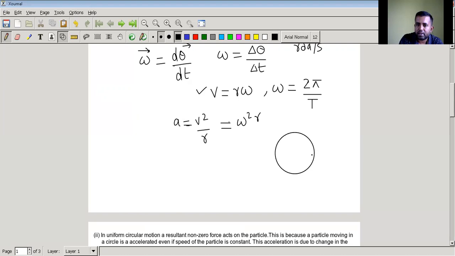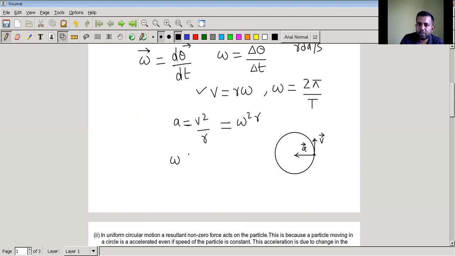What happens if the particle is here, let us say, then its velocity vector is tangent to that point. Acceleration is towards the center, always, right? The same thing applies for here also. And the direction of omega is determined by right hand thumb rule.